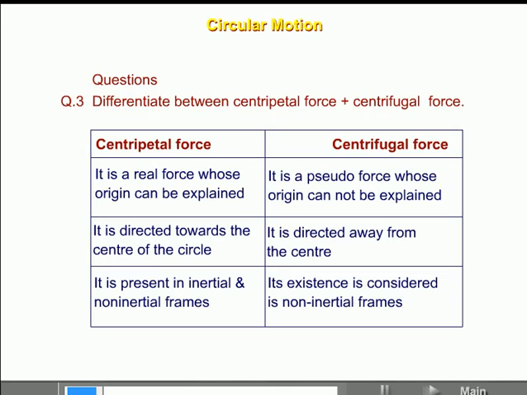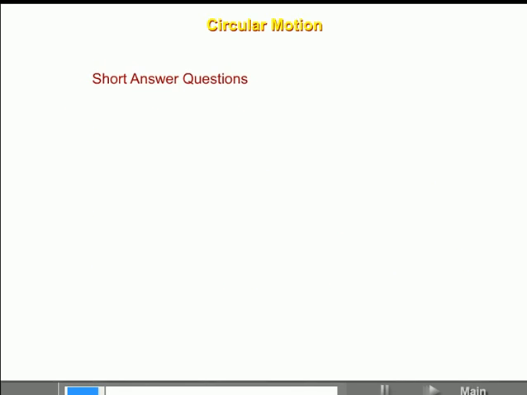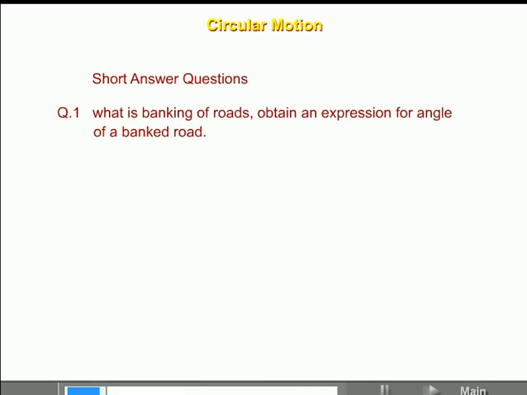Centrifugal force. Its existence is considered in non-inertial frames. Short answer questions. What is banking of roads? Obtain an expression for angle of a banked road.